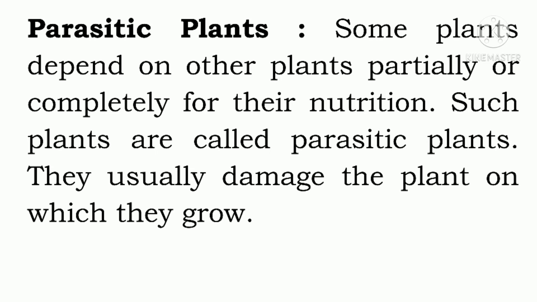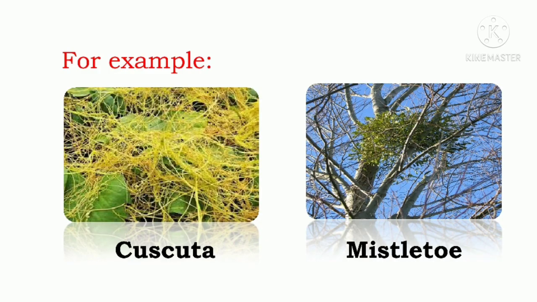They usually damage the plant on which they grow. These plants depend on other plants to obtain food and water from them, and because of this the plant on which they grow gets damaged and dies after a few days. For example, cuscuta and mistletoe. These plants completely depend on other plants for food and water.